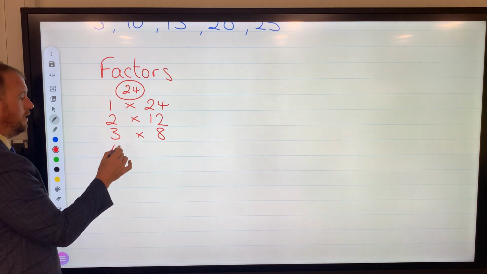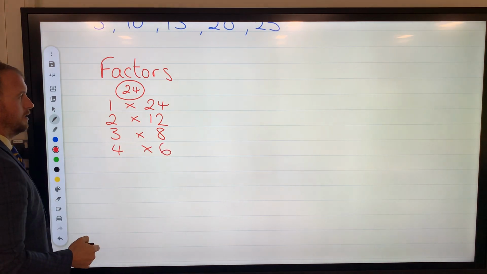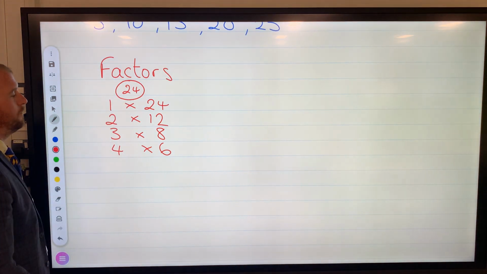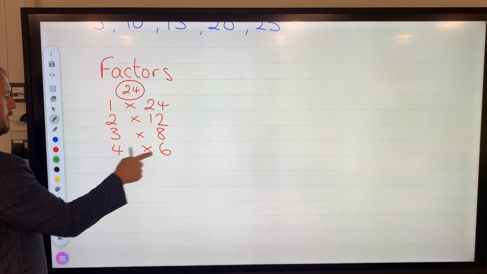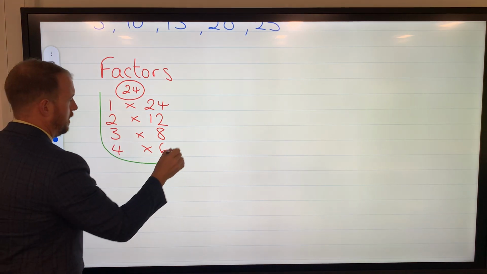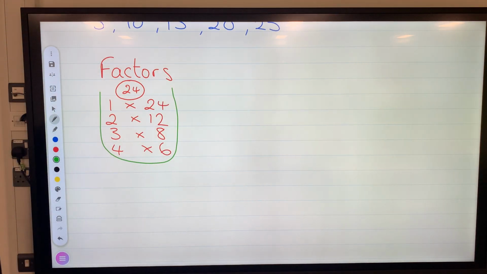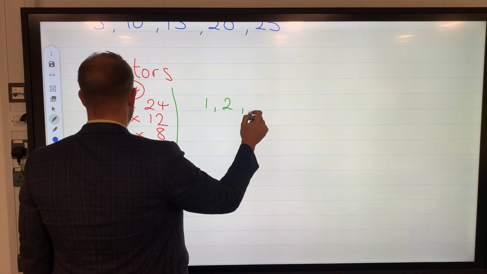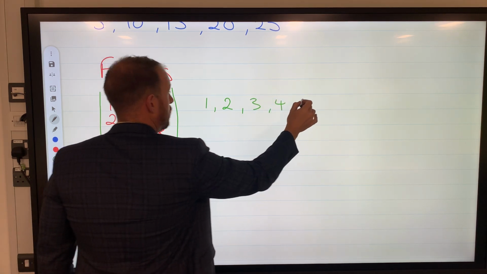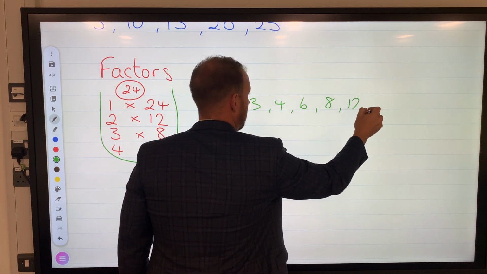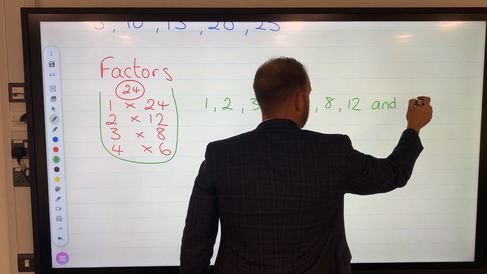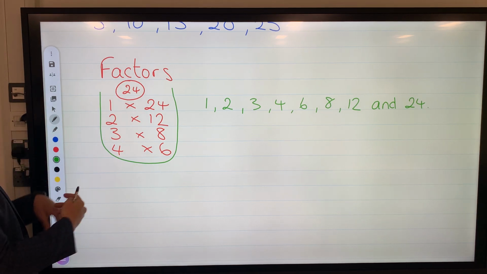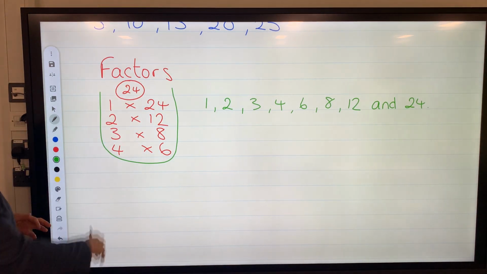Does 4 go in? Yes. 6 times. Does 5 go in? No, because it doesn't end in a 5 or a 0. I don't need to try 6, because 6 is there. I'm going to draw a horseshoe around them, because these are my factors of 24: 1, 2, 3, 4, 6, 8, 12, and 24.